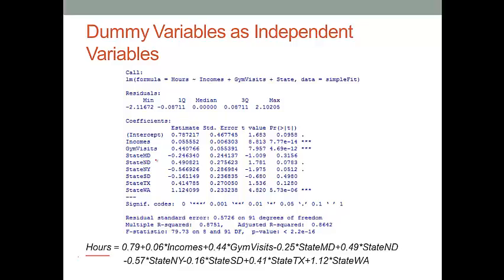Next, for state Maryland, we do have customers from Maryland, state MD, right? The coefficient for this factor is negative 0.24. So I rounded the number in the equation. I should have a negative 0.25 times state MD. Same thing for customers from North Dakota, from New York, from South Dakota, Texas, and Washington. How can we use this model? Let's take a look at an example.